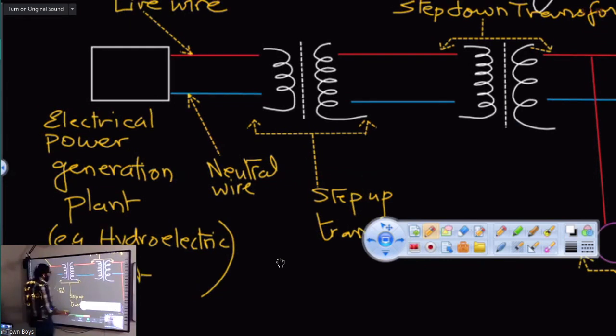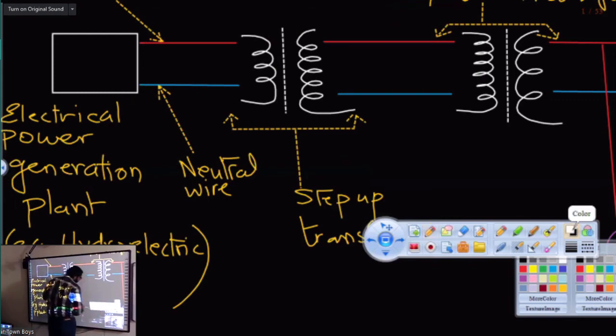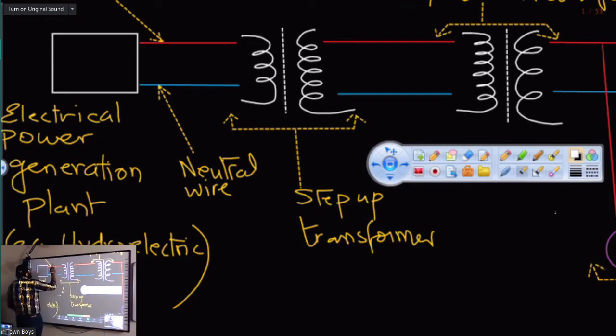Now, as I have labeled this as live wire, I'm going to place the electrical potential, just for our knowledge, at this point. Right now I'm considering that the electrical potential at this point is plus 500 volts, and the electrical potential at this point, this is a neutral wire, is 0 volts.